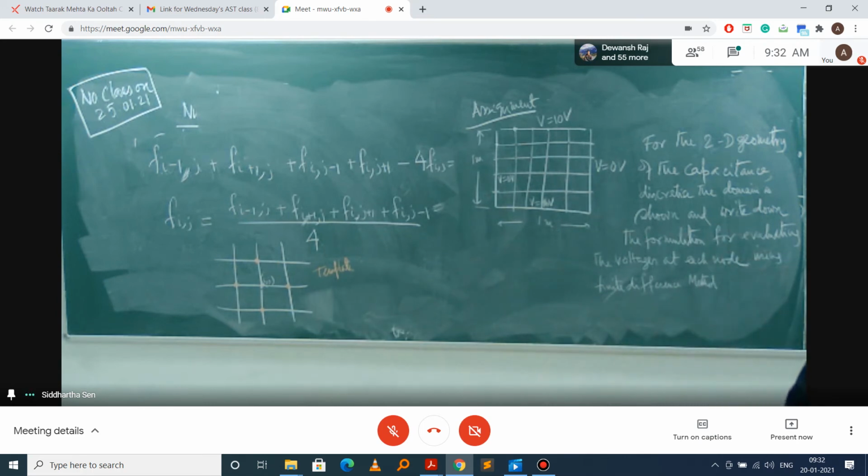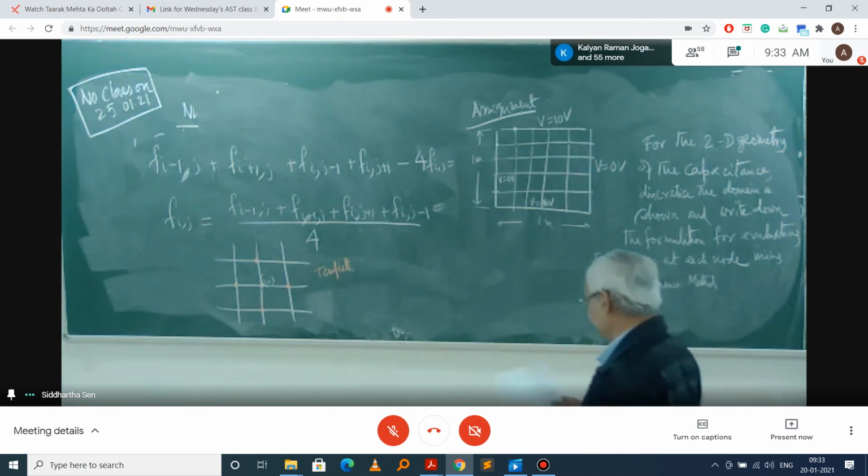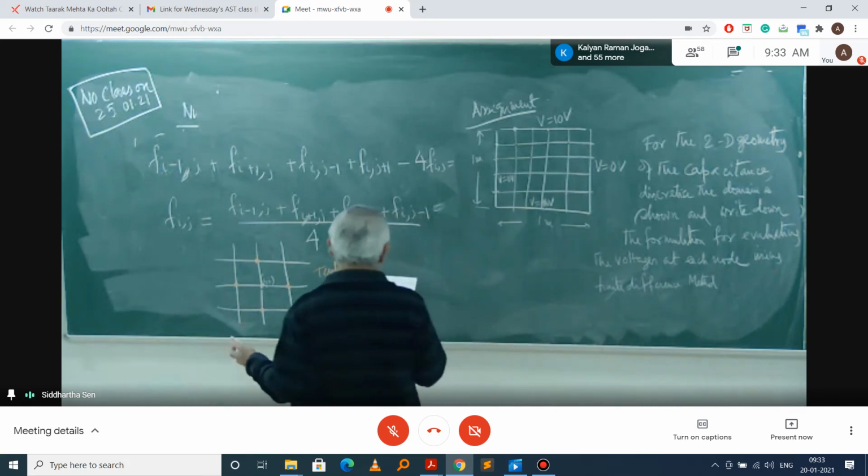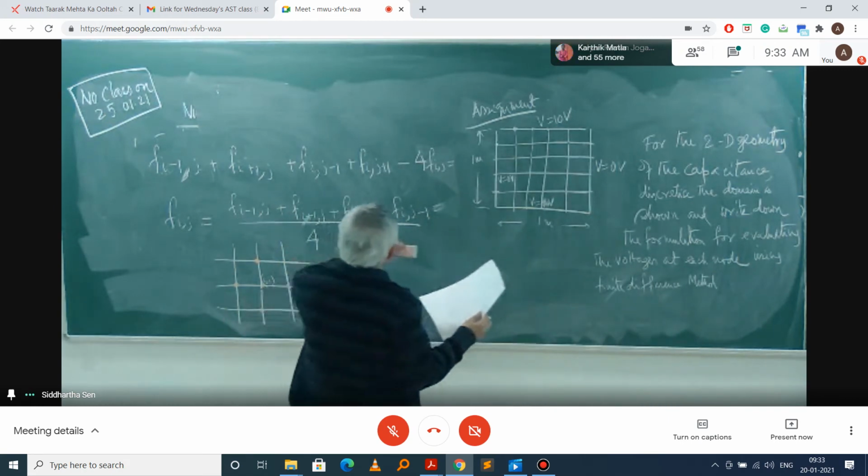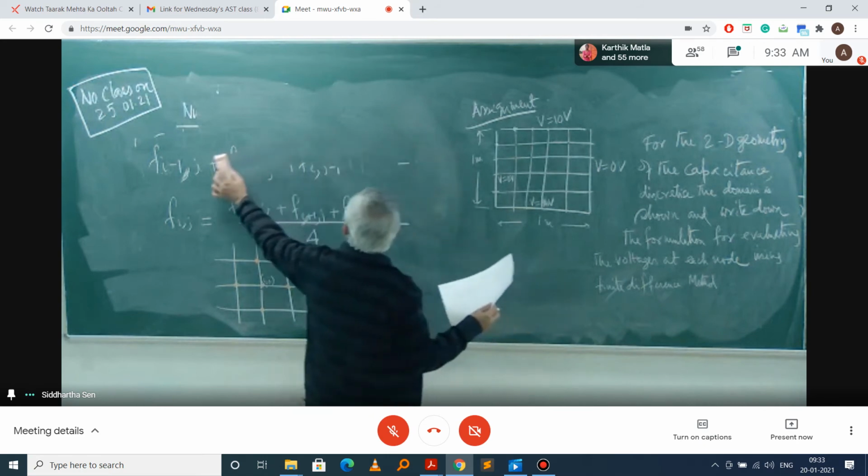Okay. So this is one problem, we just do it, but another, just simple before I conclude, is an interesting one: the iterative solution.